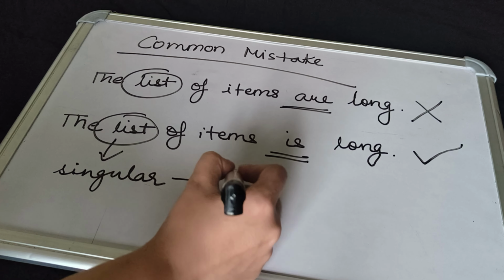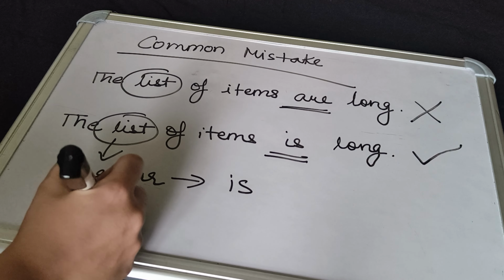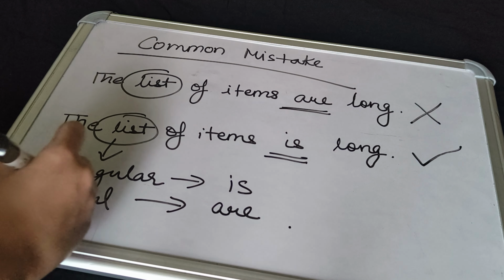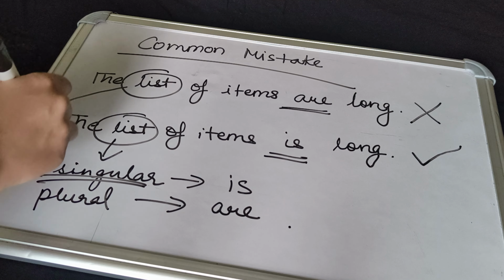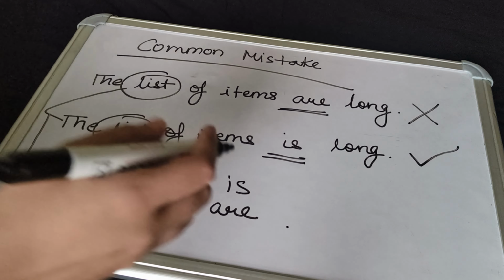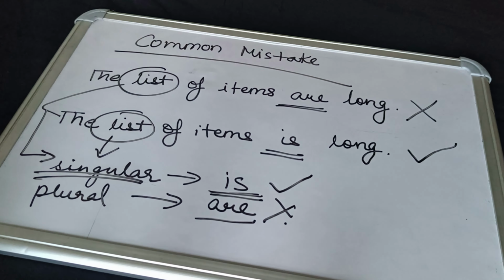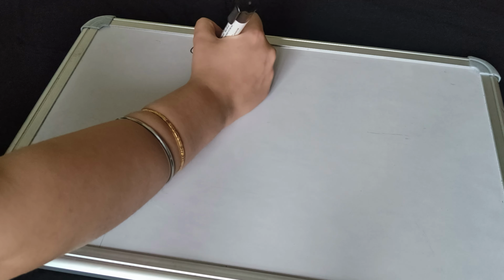Now list, this particular word, the subject is singular. If the subject is singular, you will use is, and if it is plural, you will use are. Since we know that list is a singular word, that means you will use is. You will not say the list of items are long. That will be incorrect.